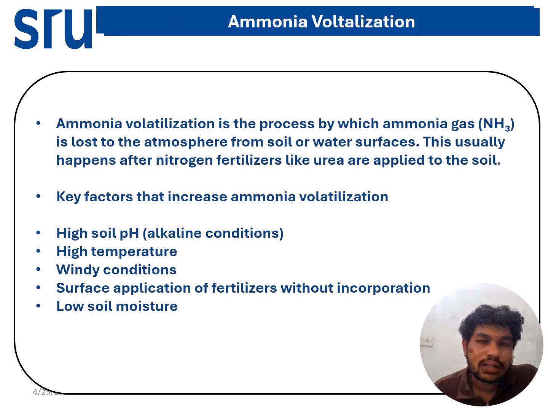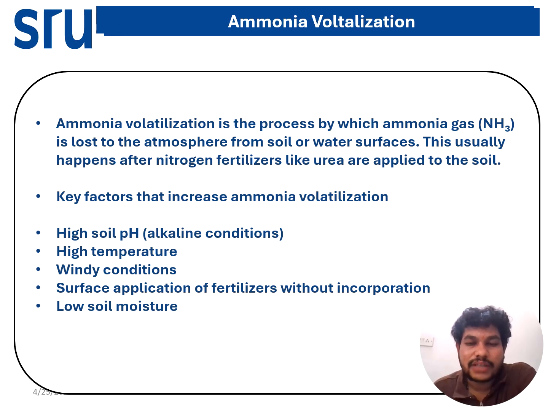Next, what is ammonia volatilization? Ammonia volatilization is the process by which ammonia gas, that is NH3, gets lost into the atmosphere from the soil, or maybe from the water surface. This usually happens with nitrogen fertilizer like urea when you apply it to the soil. The key factor for ammonia volatilization is the pH. If the pH is more than 8.5, then volatilization will occur, and if the temperature is high, the kinetic energy will increase and it will go into the atmosphere in NH3 form.